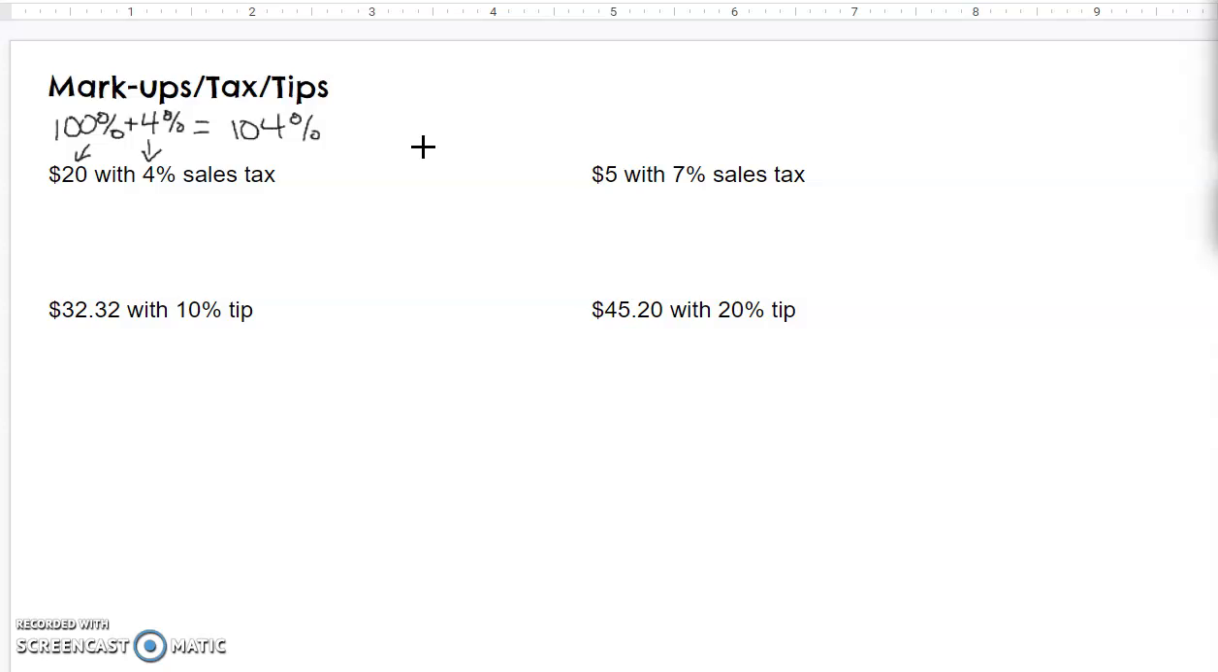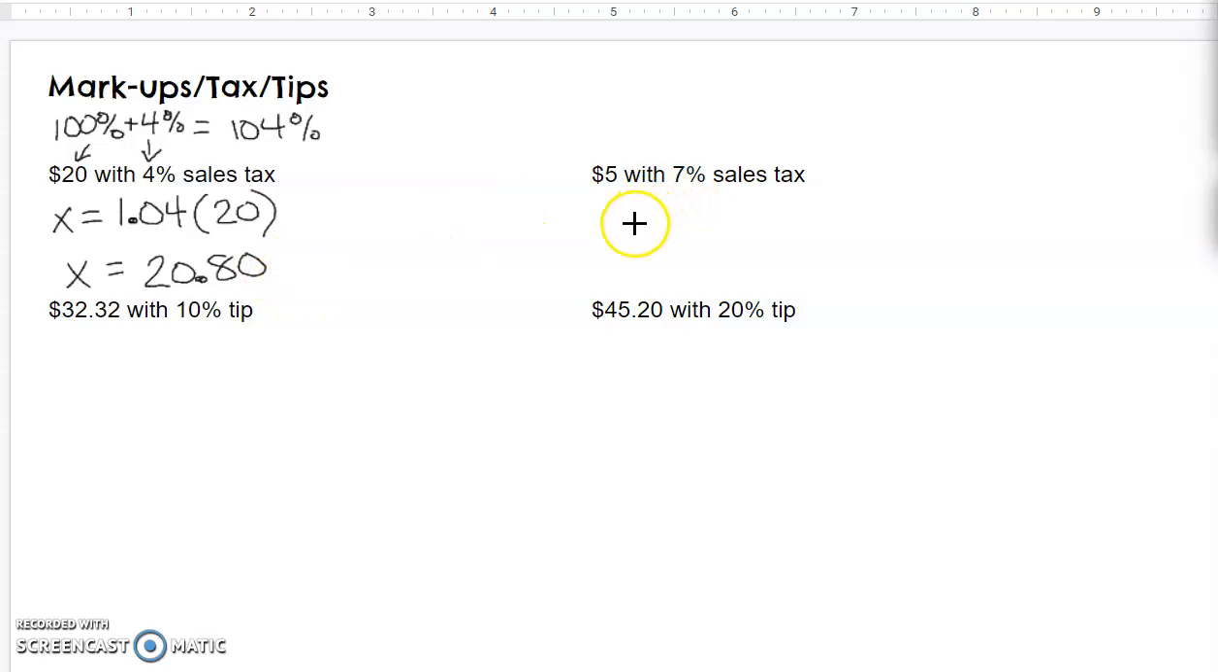Now, I did write this out, but I can easily do 100 plus 4 in my head, and that's what makes this method very, very quick. And then I'm going to use the percent equation. So 104% as a decimal would be 1.04. Multiply that by 20. And I would have my answer of $20.80. That would be my total that I would pay.